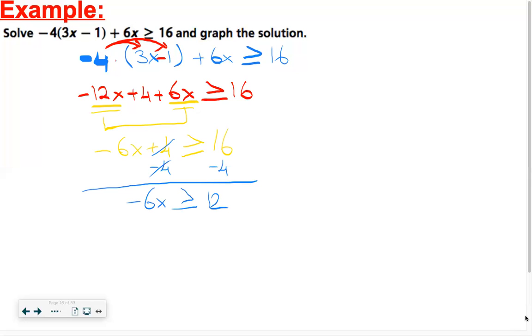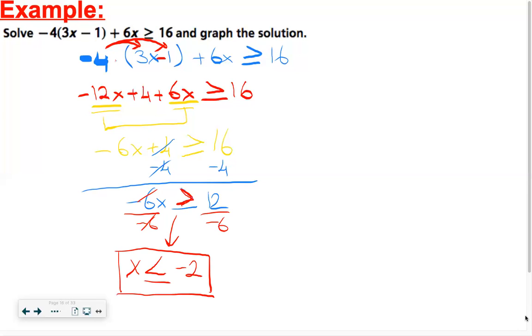Now, at this point, we need to divide both sides by −6. On the left side, you will get x. On the right side, you will get −2. But what is the key point here? Whenever you divide or multiply the inequality by a negative sign, we need to switch the symbol. That's the reason x ≤ −2. This is going to be your answer. Let's graph my solution.